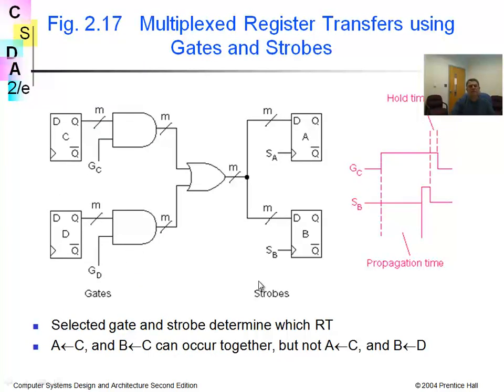And this is again the same concept, with selected gate and strobe determining which register transfer is going to take place. For example, C to A and C to B can occur together, but not C to A and D to B. So what does that mean? If I keep this one at 0, turn this one on, this comes out and goes in, and then if I turn this one on, this will go exactly right here. So C can go to A, and C can go to B.